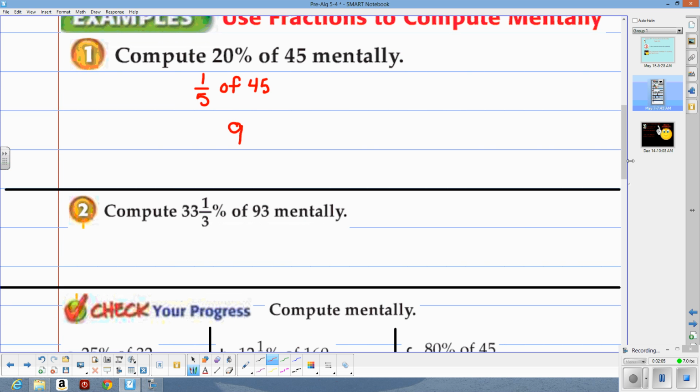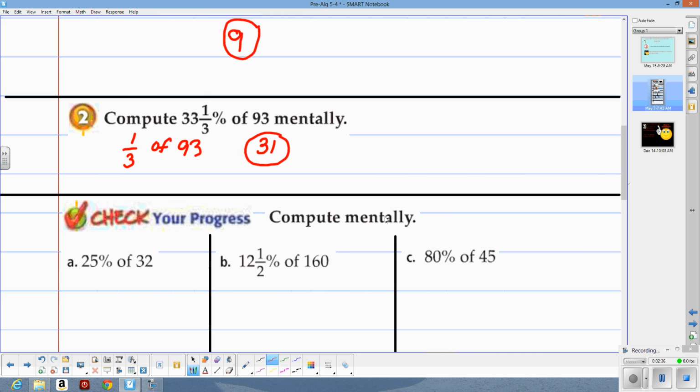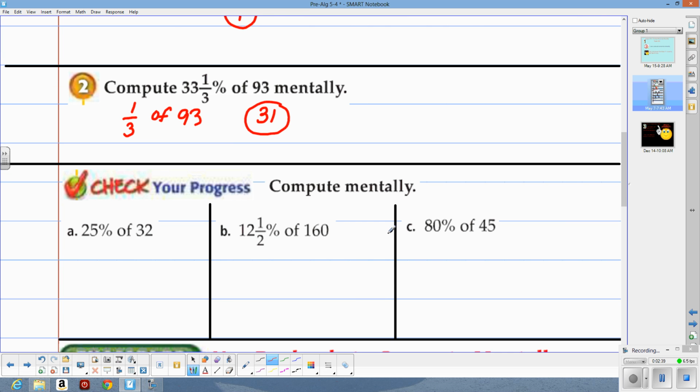Next example, 33 1/3% of 93 mentally. 33 1/3, if you looked at that chart or thought about it, is the same as 1/3. 1/3 of 93 means to take 93 and divide it by 3. Well, 3 goes into 93 31 times. So 33 1/3% of 93 is 31. You may want to pause the video and try the next couple on your own.